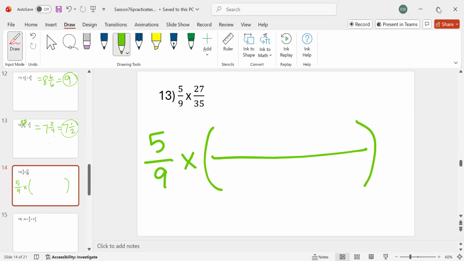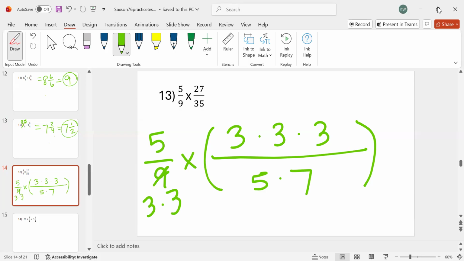Okay. The 27 has a 3 times a 3 in it, right? Because 3 times 9 is 27. And the 35 has a 5 and a 7 in it, right? 5 times 7 is 35. And 9, yeah, I'm going to rewrite this one as 3 times 3.